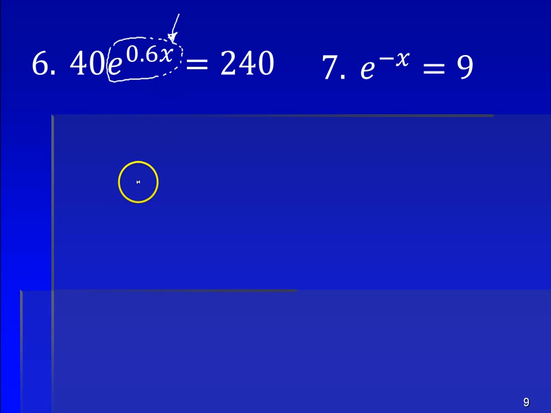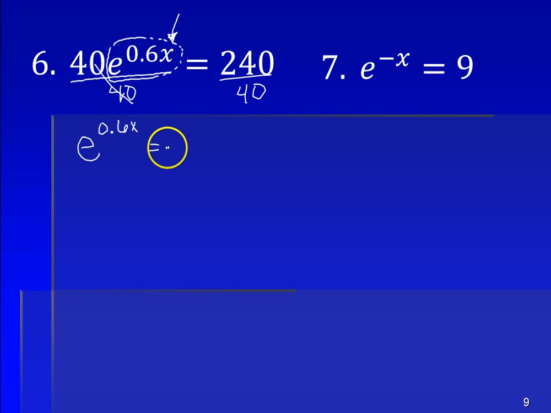So your key to isolating, just like in the last question, we had to get rid of the 3 in the last question. So in this question, this 40 has nothing to do with the power. So how do I get rid of it? I need to isolate this power of x. So how do I get rid of that 40? It's 40 times, so I need to divide both sides by 40. So I have e to the 0.6x, 240 divided by 40 is 6.